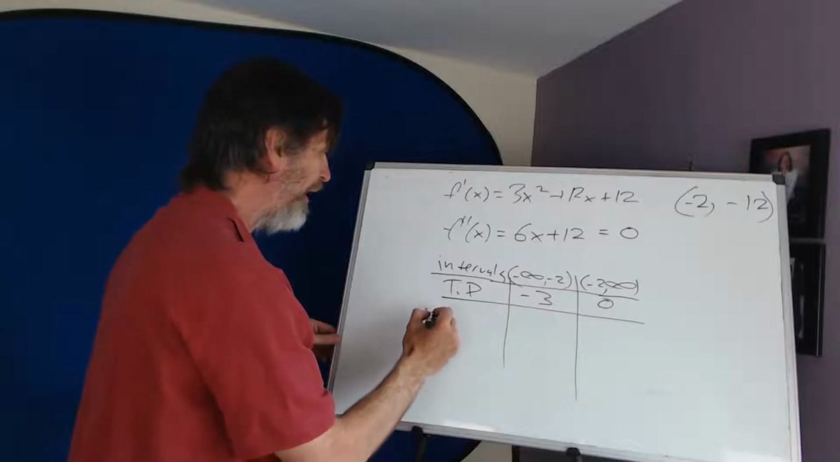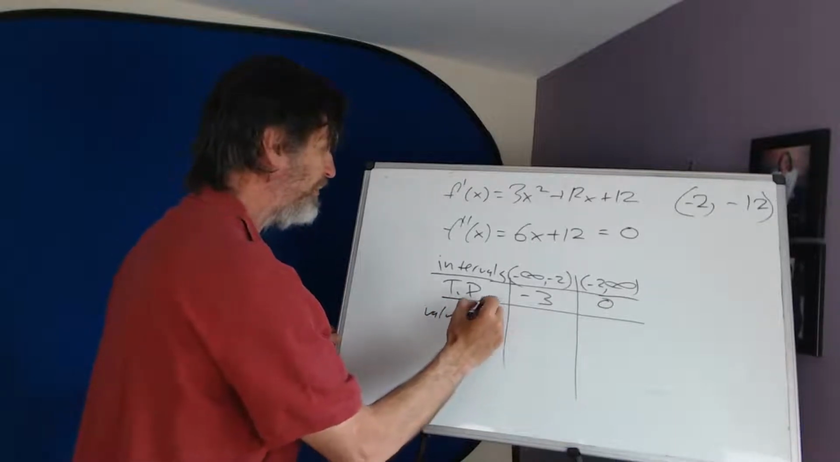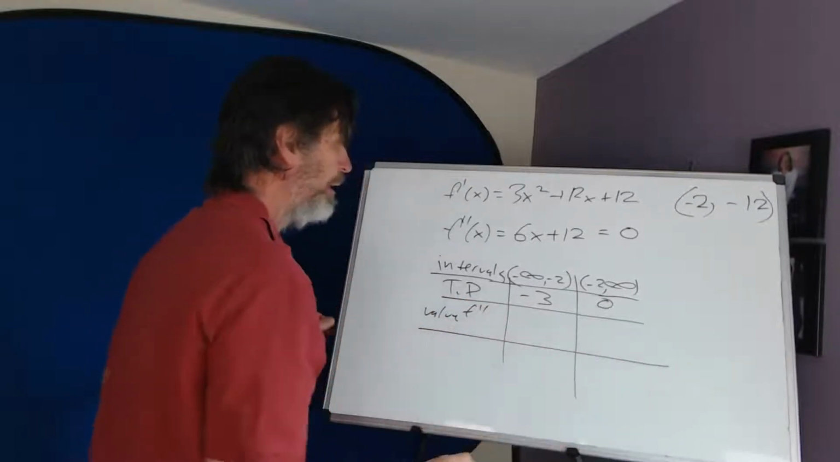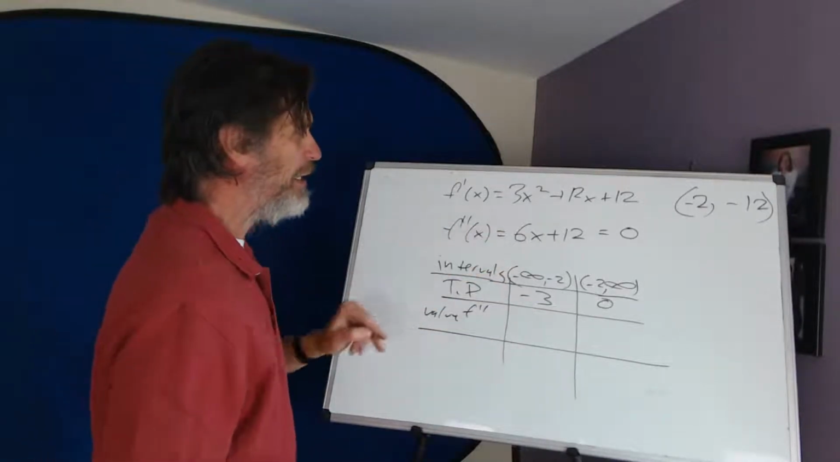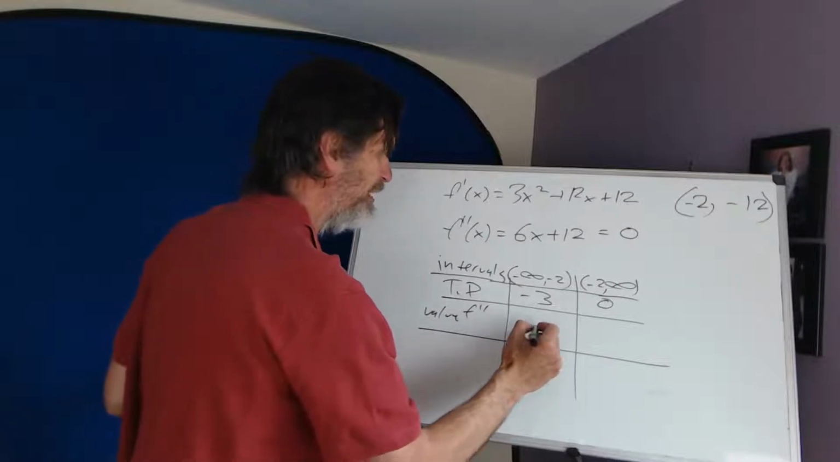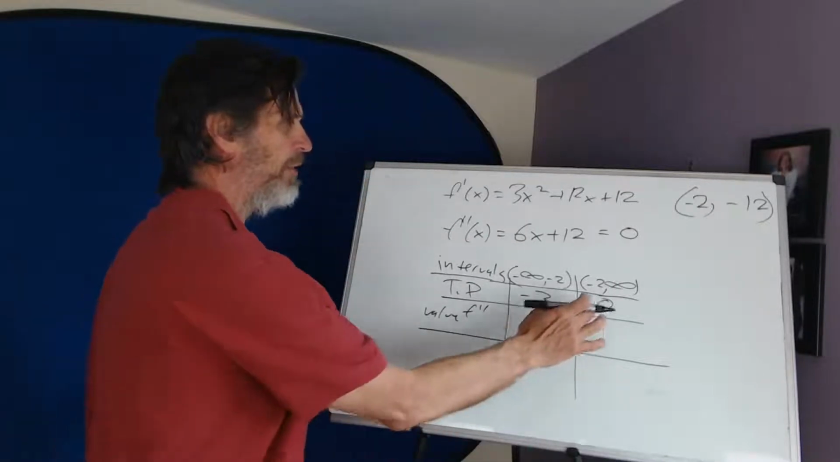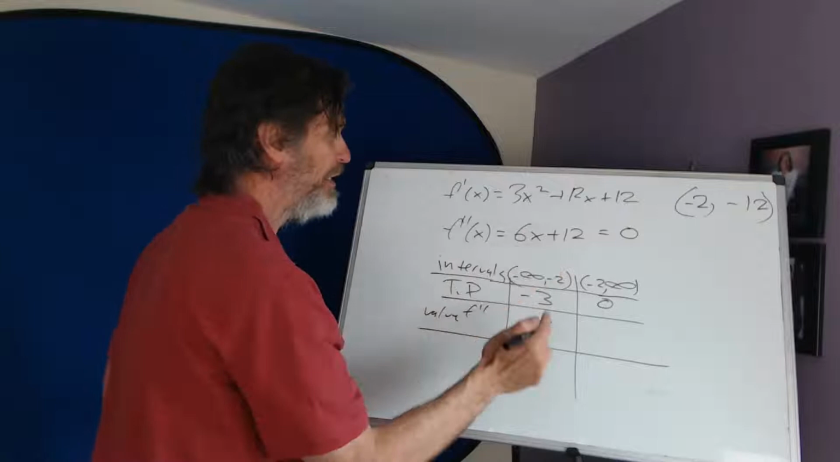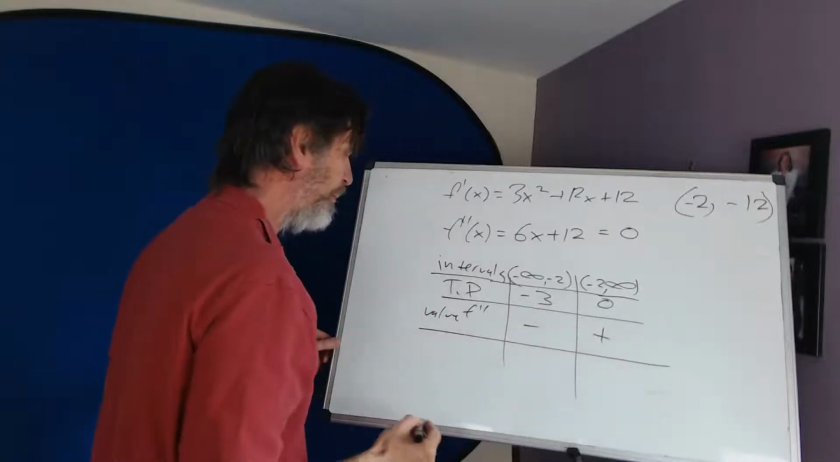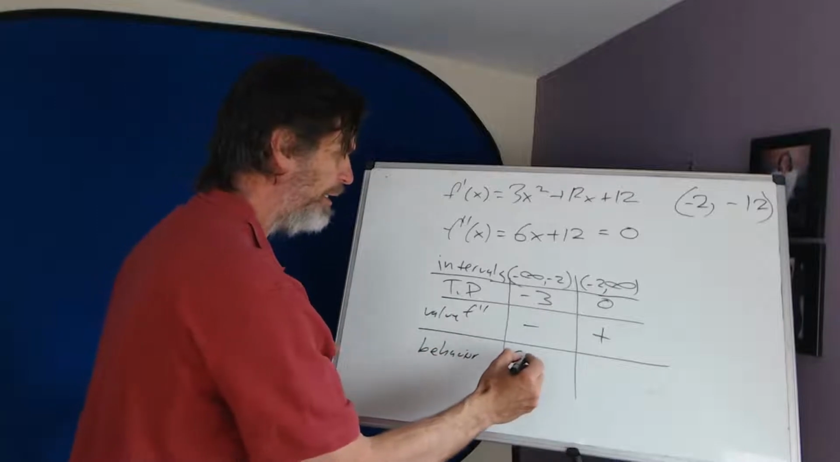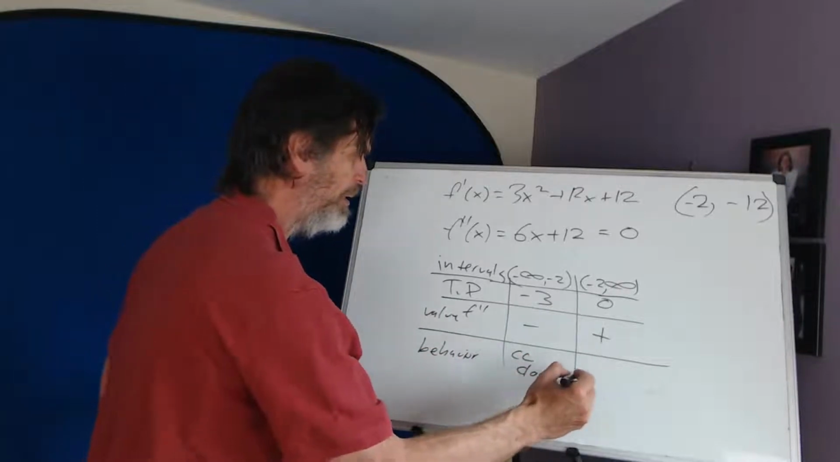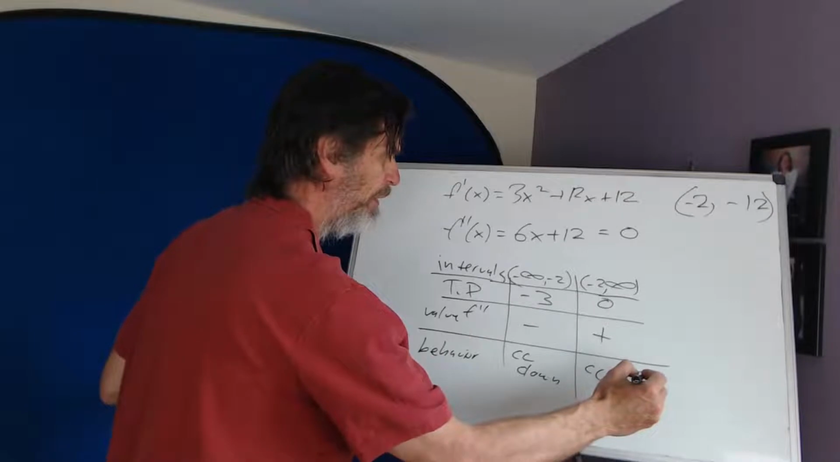And now I need the value of the second derivative. Okay. So I plug this in the second derivative. If I plug in -3 in here, I get -18 plus 12. That's -6. That's a negative number. If I plug 0 in here for x, I get 0 plus 12, which is 12. That's a positive number. So now my behavior is well defined. Concave down, concave up.